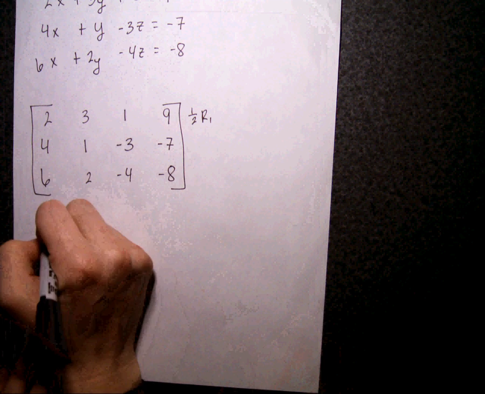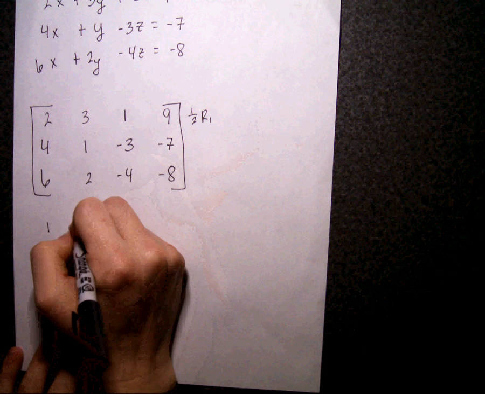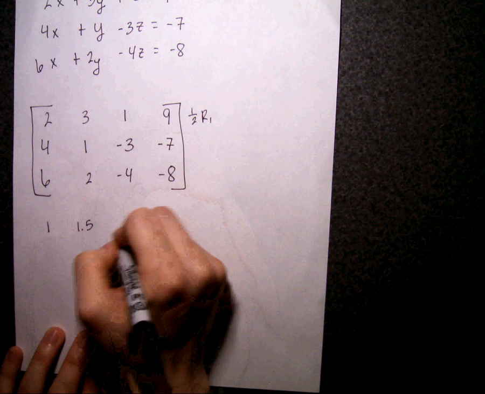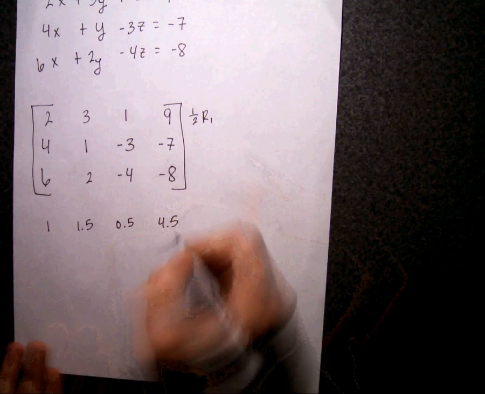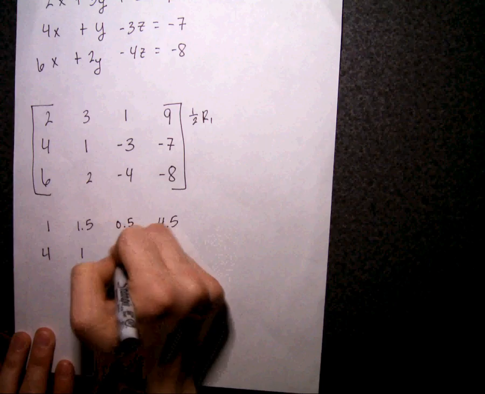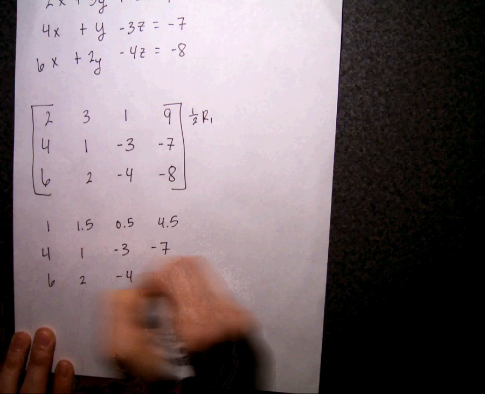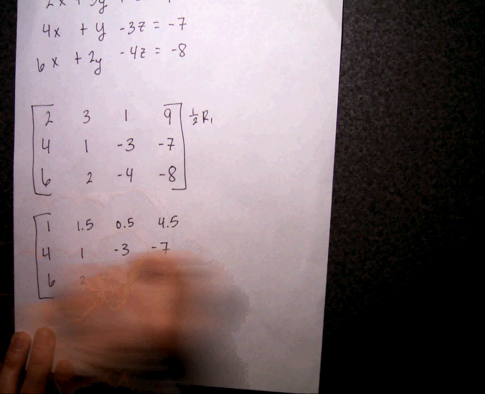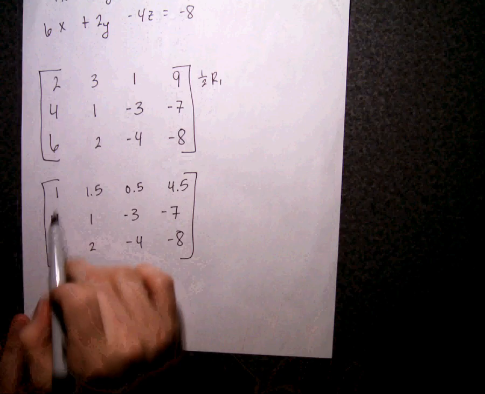We can do fractions or decimals. 3 divided by 2 is 1.5. 1 divided by 2 is 0.5. And 9 divided by 2 is 4.5. All of the rows stay the same. And so now we have row 1, column 1 as a positive 1.